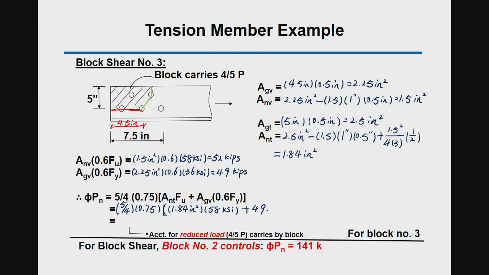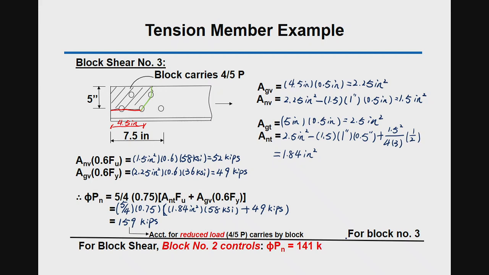which is 49 kips, equals 159 kips. Okay, so this number actually accounts for the reduced load carried by the block.